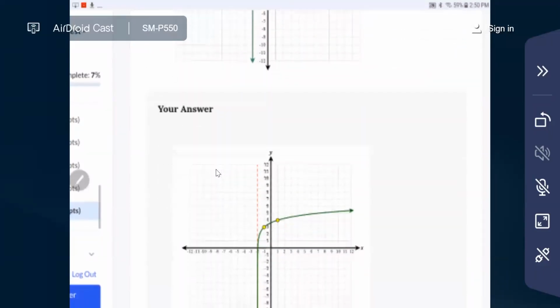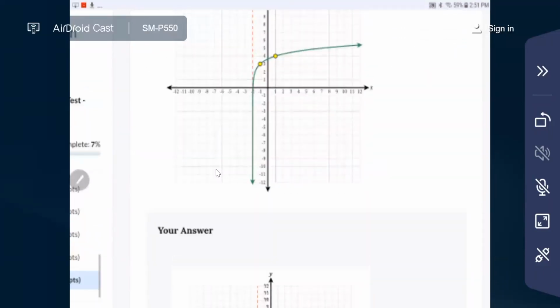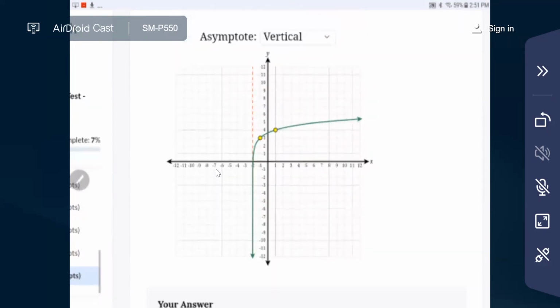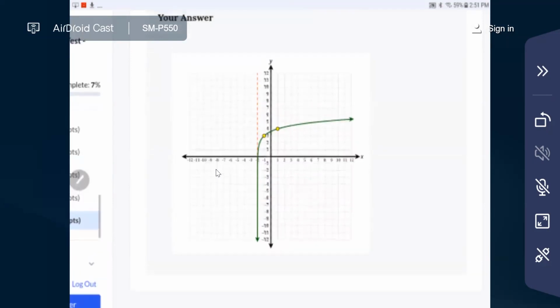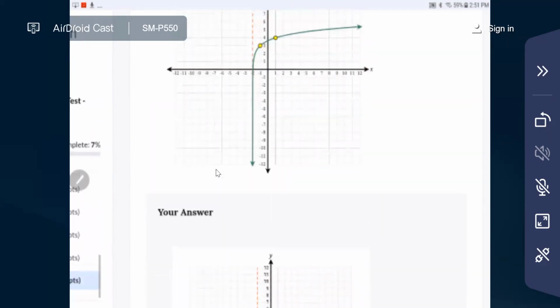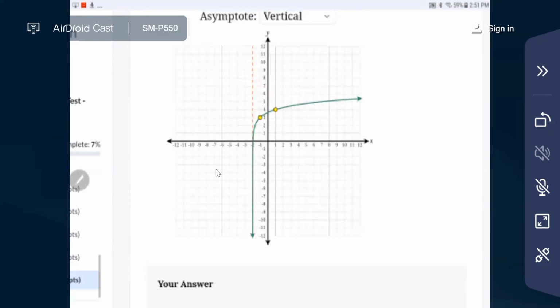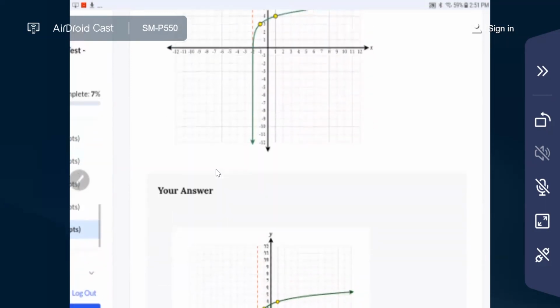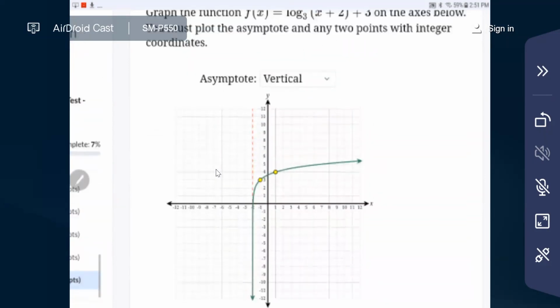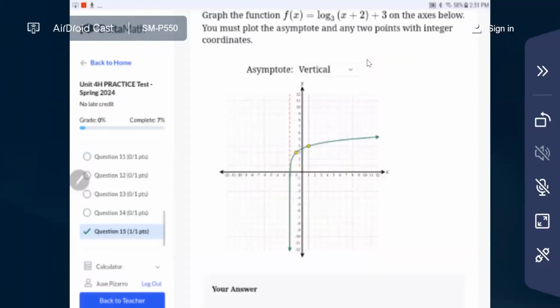It's wrong. Well, I don't know about you, but it looks like their answer and my answer are identical. -2, 1, 3, 4. Looks pretty much the same to me. So I don't understand why it was marked wrong. Anyway, that concludes number 15. And so we're done with that.